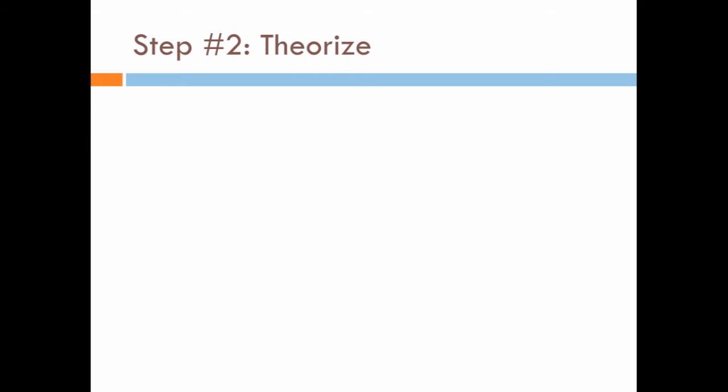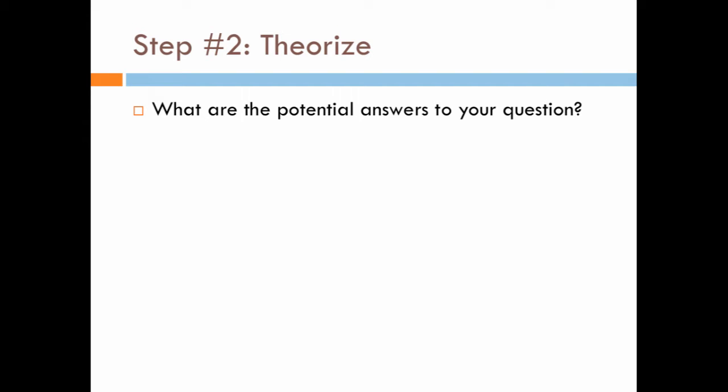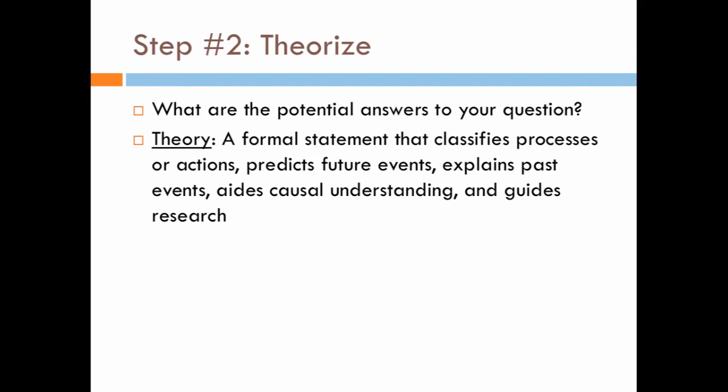The next step of the process is to theorize. In other words, what are the potential answers to your question? A theory is a formal statement that classifies processes or actions, predicts future events, explains past events, aids causal understanding, and guides research. In short, a theory allows us to generate hypotheses about possible answers to our questions.